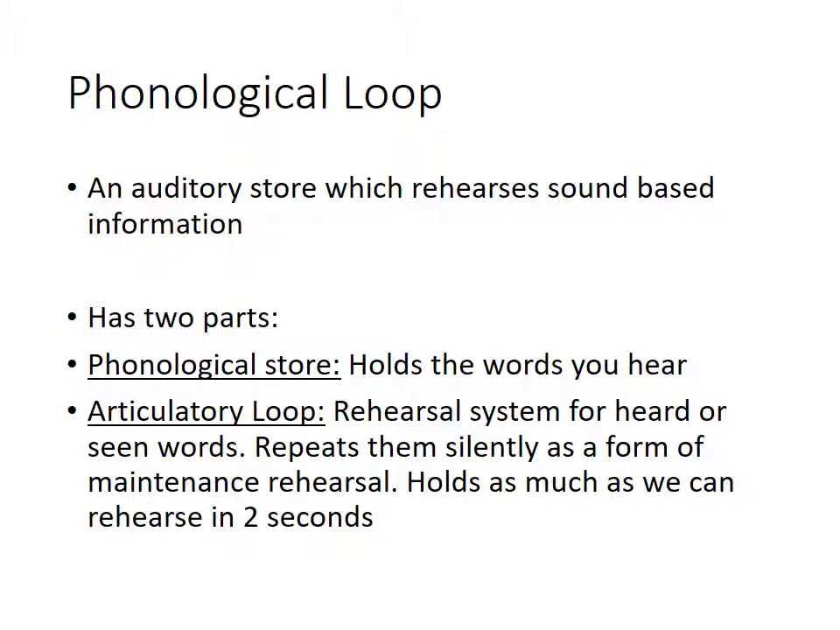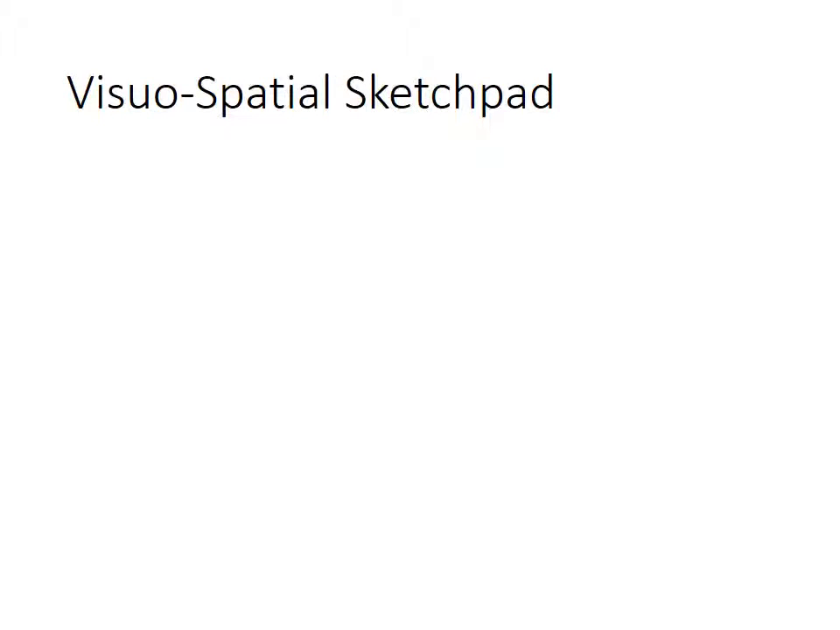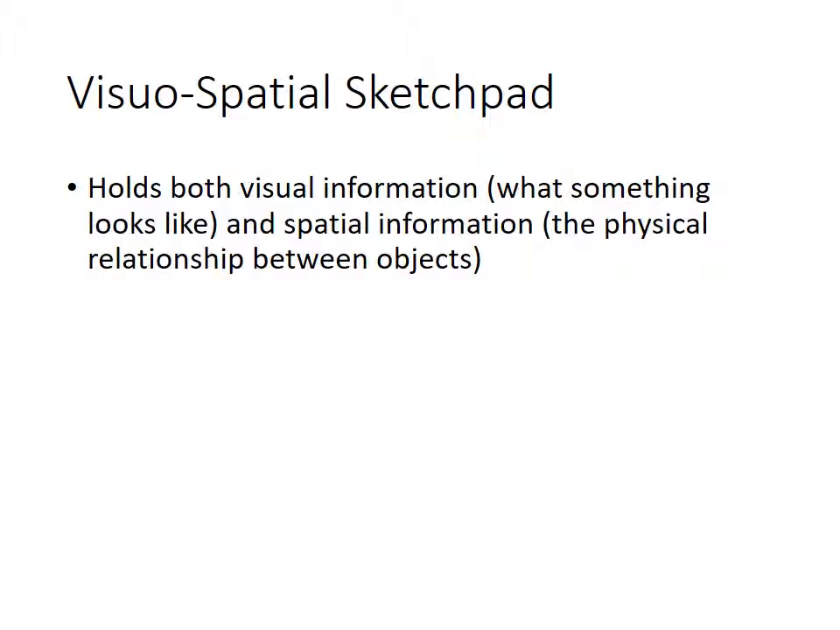Loop, store, loop. Okay. So our visuospatial sketchpad. This is where we are sorting out our visual and our spatial information. Okay, so it's looking at what things look like, yeah, and the physical relationship between objects. So one of our spatial memory.